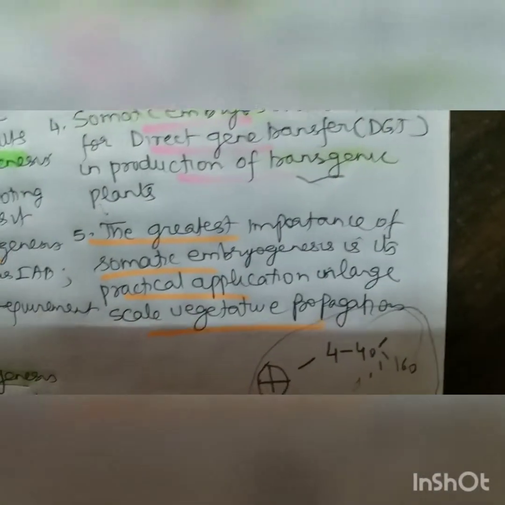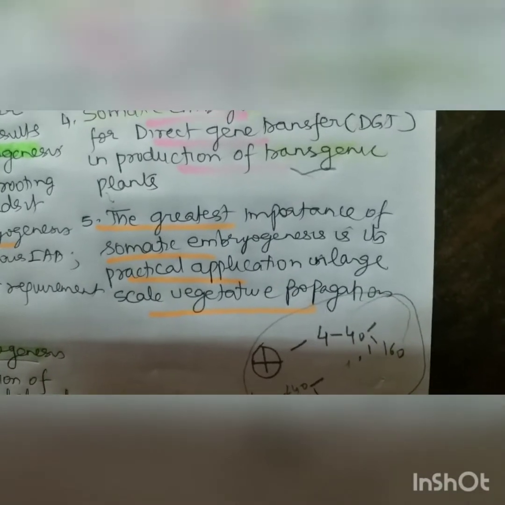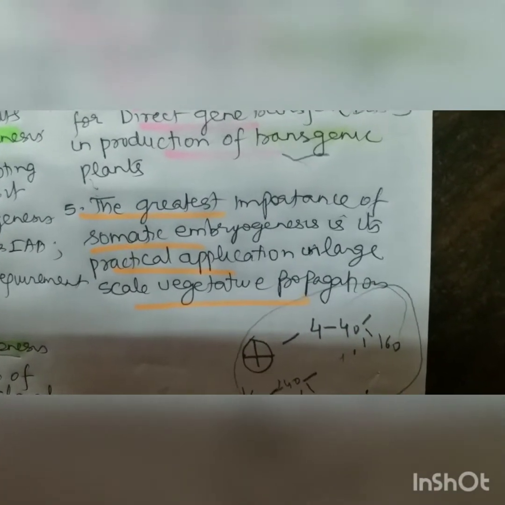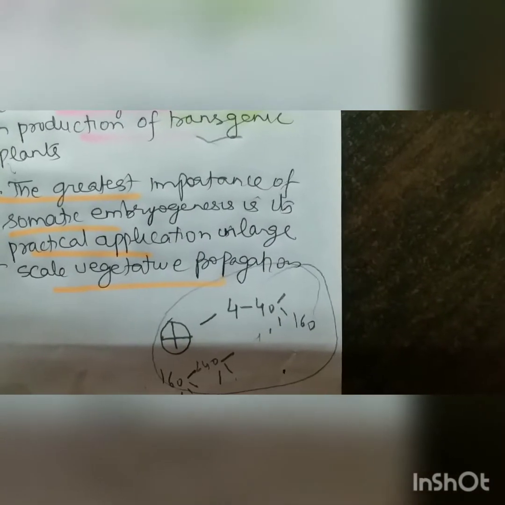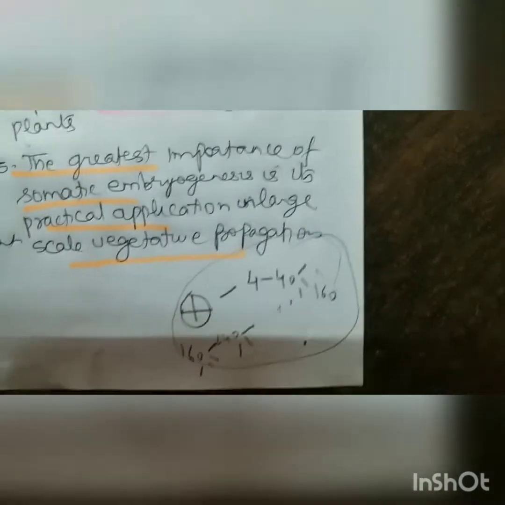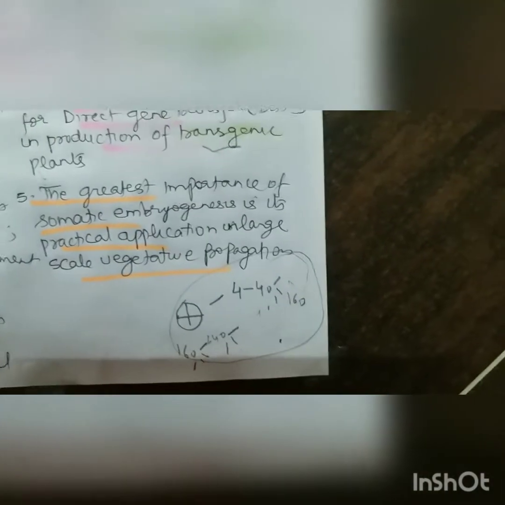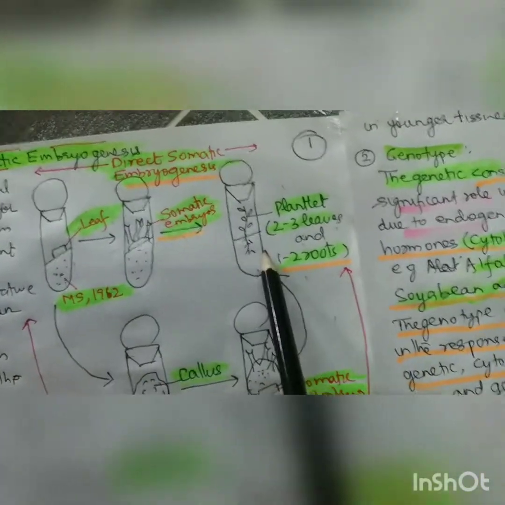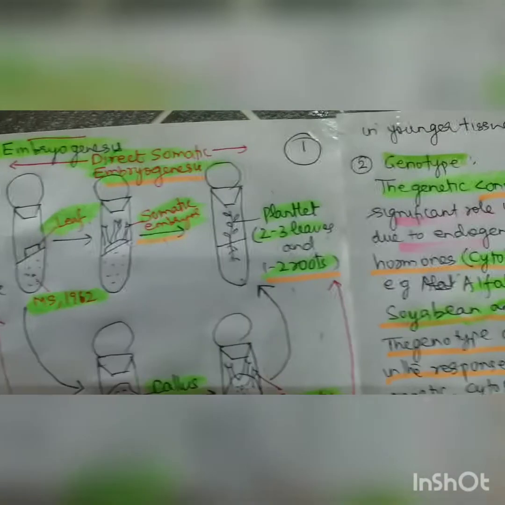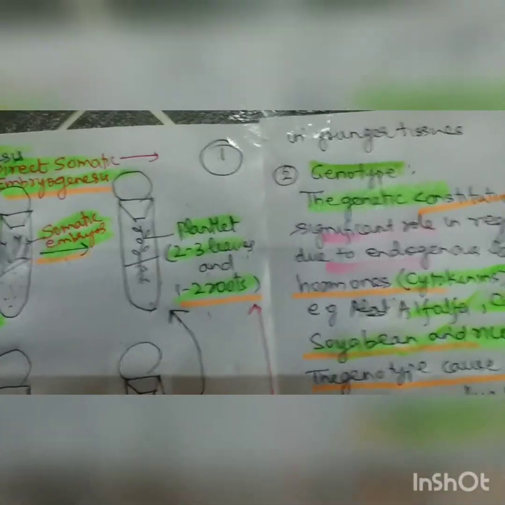The greatest importance of somatic embryogenesis is its practical application in large scale vegetative propagation. Vegetative propagation means there is no sexual phase involved, which is why it shortens the breeding cycle. And third, the plants which are raised are basically pure line in culture, which I told you in direct somatic embryogenesis, right? So this is the concept of direct embryogenesis.